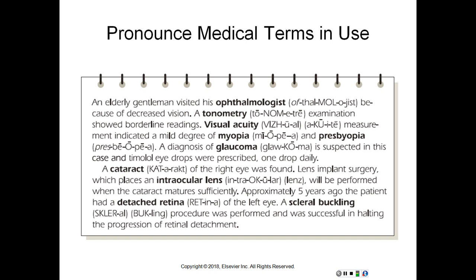A cataract of the right eye was found. Lens implant surgery, which places an intraocular lens, will be performed when the cataract matures significantly. Approximately 5 years ago, the patient had a retinal detachment of the left eye. A scleral buckling procedure was performed and was successful in halting the progression of the retinal detachment.